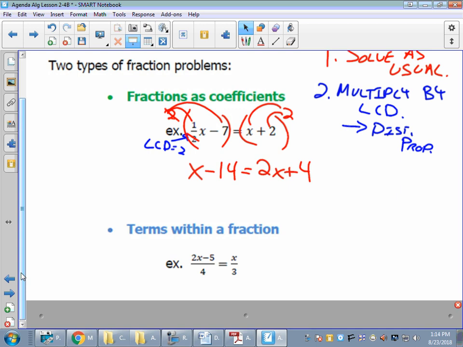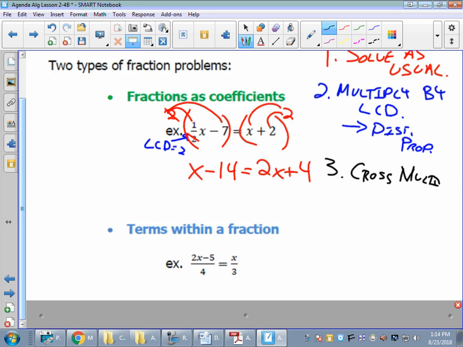So another strategy we can use on this one is to cross multiply. So it'll be our third strategy, is to cross multiply. But again, when we cross multiply, we're going to try to use parentheses. Put parentheses around each part. And again, we're going to have to use the distributive property as well.